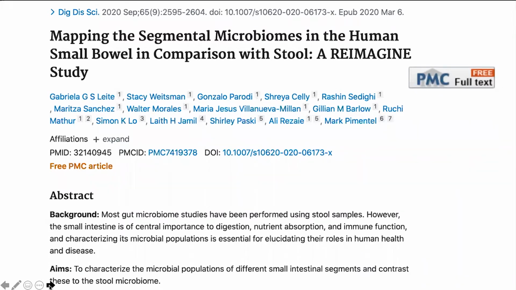And this is the Tyler study mapping the segmental microbiomes in the human small bowel in comparison with stool, the reimagined study. And again, this is a study that was just published earlier this year by Mark Pimentel's lab.